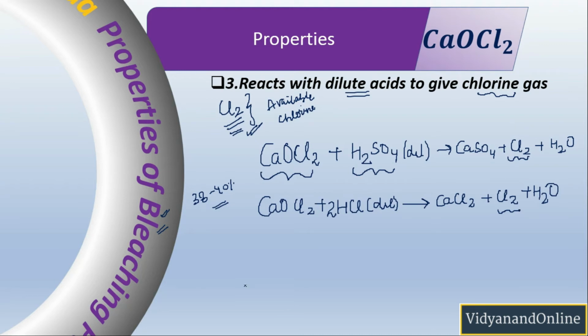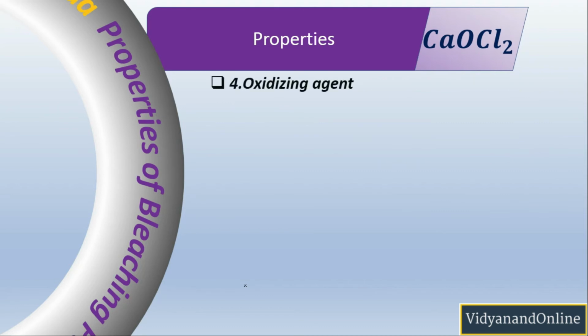Now next is the most important property of bleaching powder, which is the essence of bleaching powder, right? It is that bleaching powder is a strong oxidizing agent. Why oxidizing agent? It means that it can easily add oxygen to any molecule or atom of the substance with which it reacts. Again, the reason for it being an oxidizing agent is chlorine. Here chlorine acts as a very strong oxidizing agent.